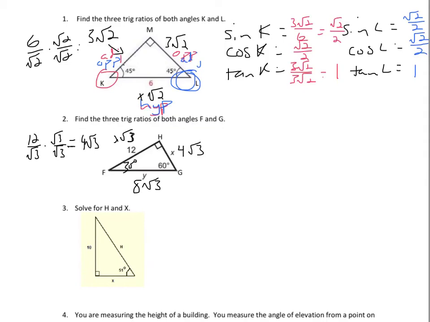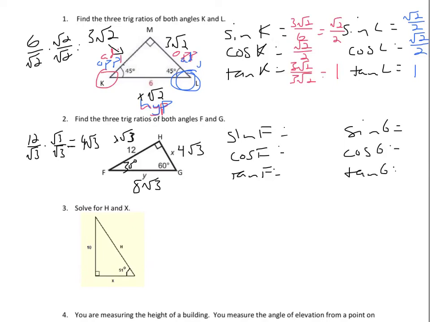Now we can just set up our ratios: sine of f, cosine f, tangent f, and sine of g, cosine of g, tangent g. It needs to be set up like this every time I ask for these ratios. So I'll do f in blue. From f, we know that the hypotenuse is across from the right angle, right there. Opposite is over here, across the triangle, and adjacent is the 12.